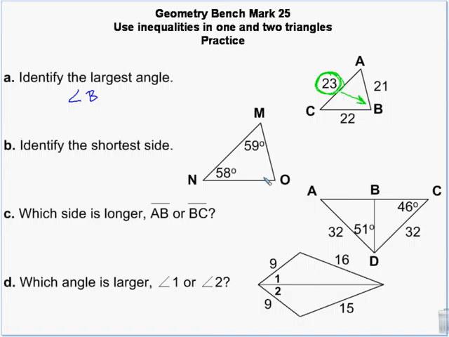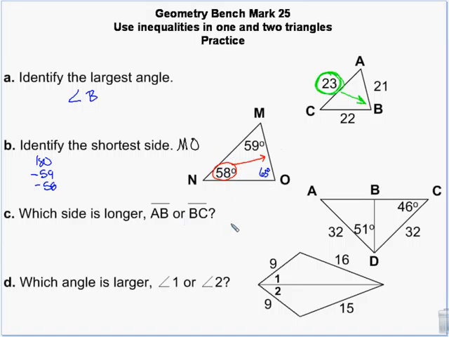Identify the shortest side. Well, first we need to find this missing angle so we know for sure. So I'm going to take 59 and 58 from 180. And that gives me 63. Okay. So I'm looking for the shortest side, which is going to be across from the smallest angle. So my shortest side is going to be MO. So far okay?